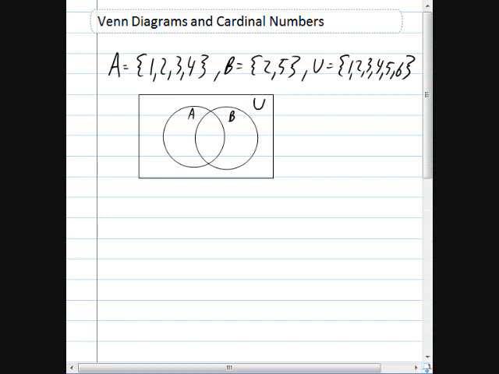So let's place the elements in the appropriate sets. For example, in the intersection of A and B, we can find the element 2. It's contained in both sets A and B. The elements 1, 3, and 4 are contained in the set A. The element 5 is contained in the set B only, and the element 6 is contained in the universal set but is not contained in either A or B.